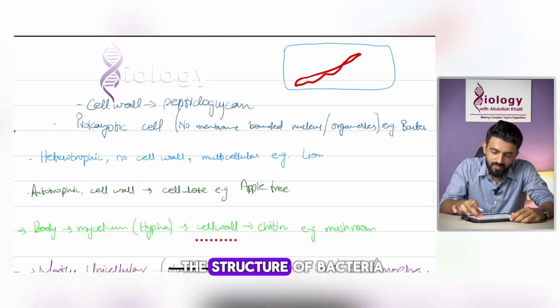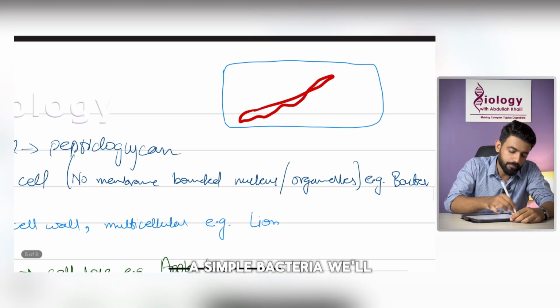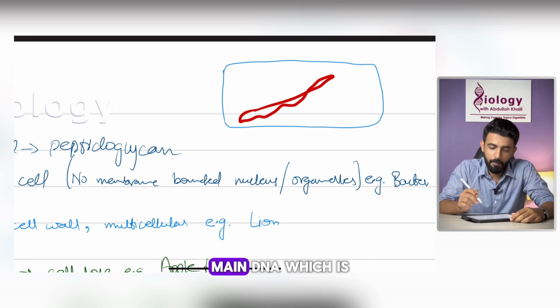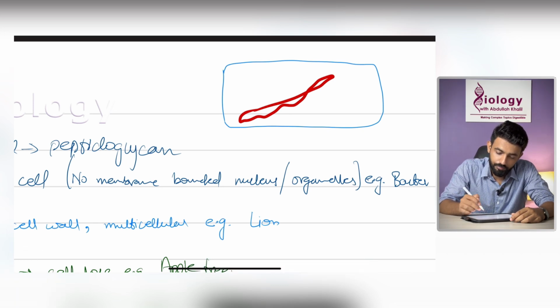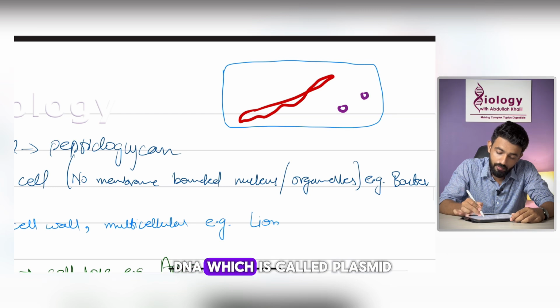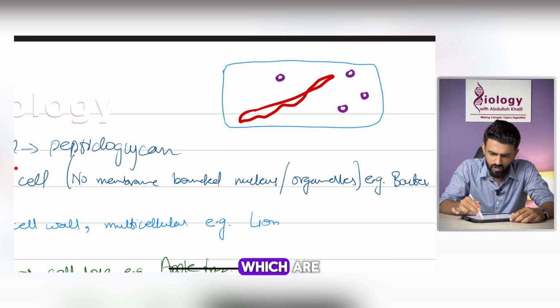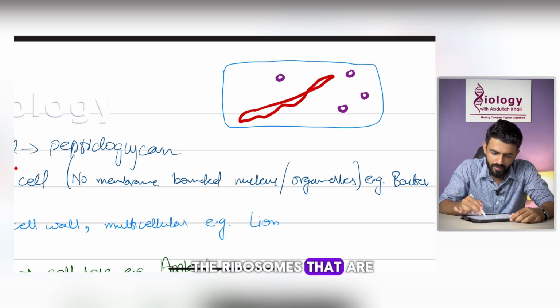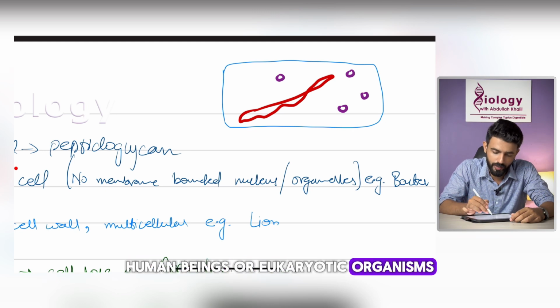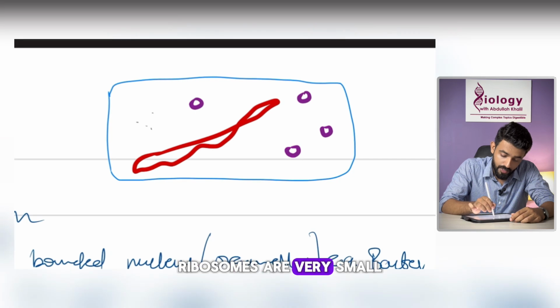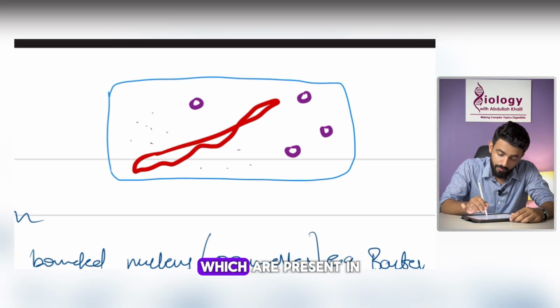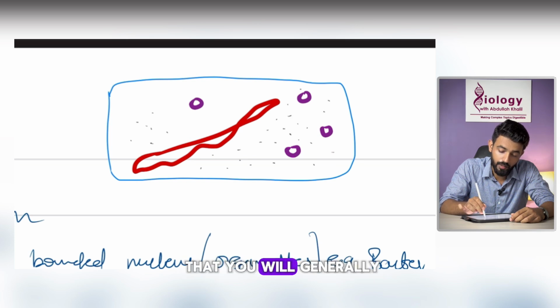When you look at the structure of bacteria, a simple bacterium will have a main DNA, which is present in the center. It may have extra DNA, which is called plasmid. It will also have ribosomes, which are a bit different from the ribosomes present in human beings or eukaryotic organisms. Ribosomes are very small granular structures present in the cytoplasm. So other than the cell wall and cell membrane, these are the structures that you will generally see in the bacterium.